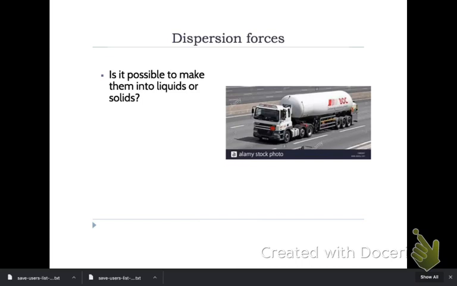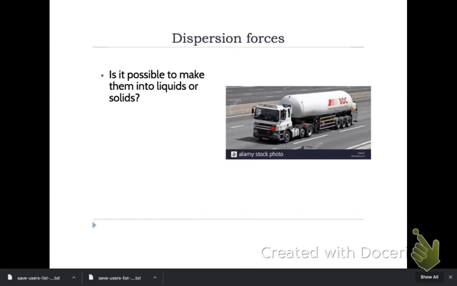So remember, we talked about the kinetic molecular theory of gases. Gases are spaced very far apart. They have a lot of kinetic energy. They're constantly moving and colliding. So how can we get it to go into a liquid, a closely packed substance that has a lower amount of kinetic energy?